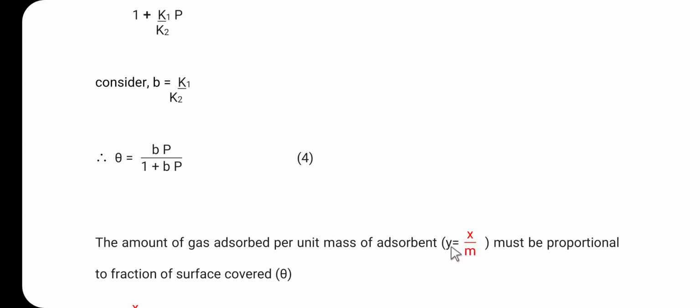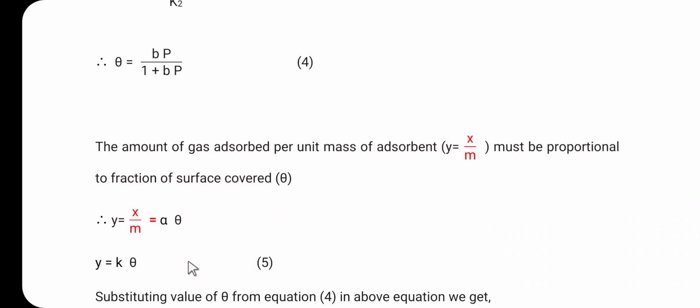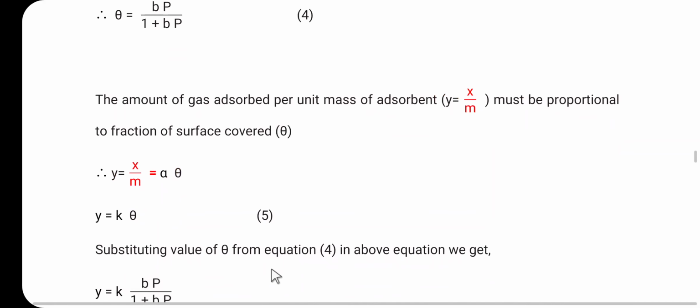So X by M is equal to Y, and it is proportional to the fraction of the surface covered, that is theta. So Y is equal to X by M, directly proportional to theta. So Y is equal to K into theta. What is the value of Y? Y is equal to X by M. This is equation number 5.